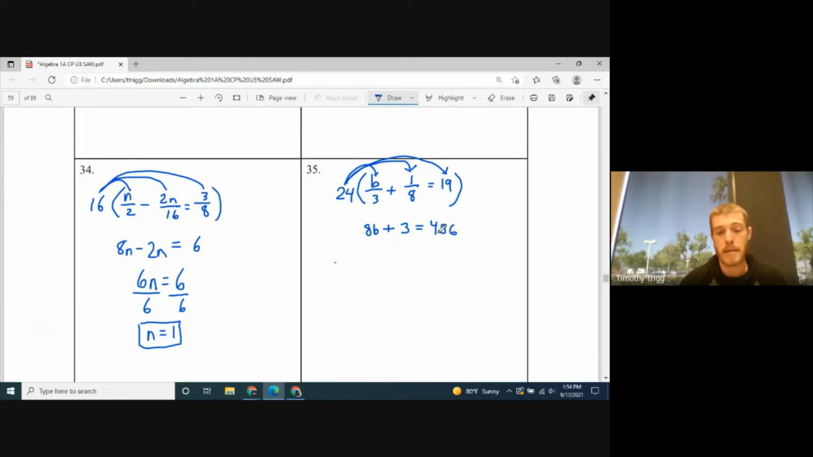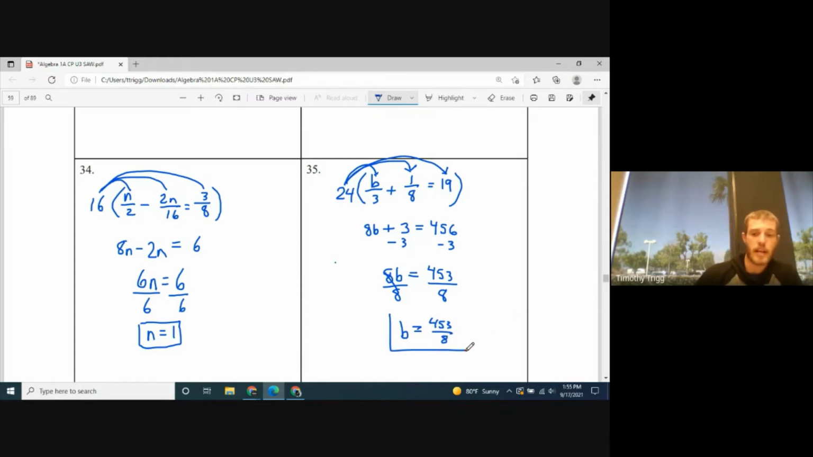To help us get b by itself, we're going to subtract 3 on both sides of the equation, giving us 8b on the left equals then 453. Divide by 8 on both sides of the equation to get b by itself. Okay, now this fraction does not reduce, so we're going to leave it just as is.